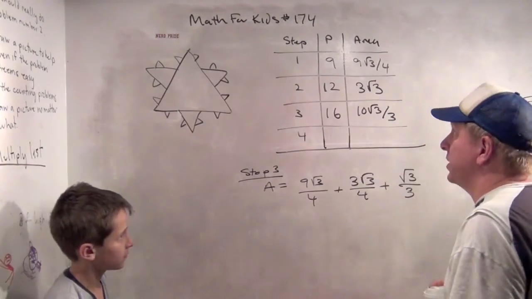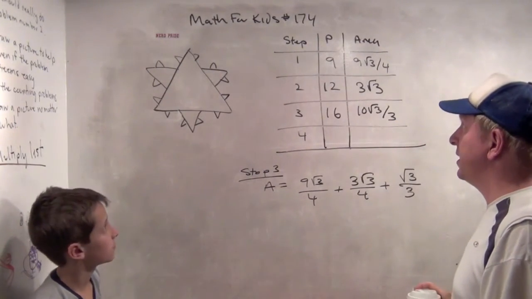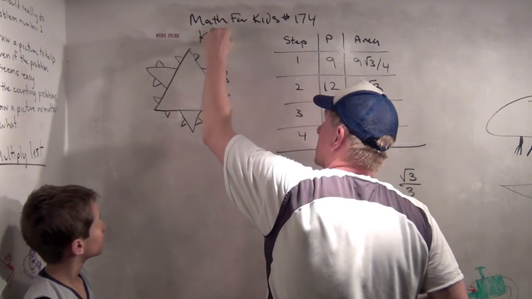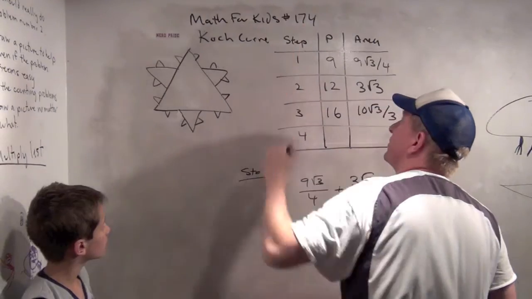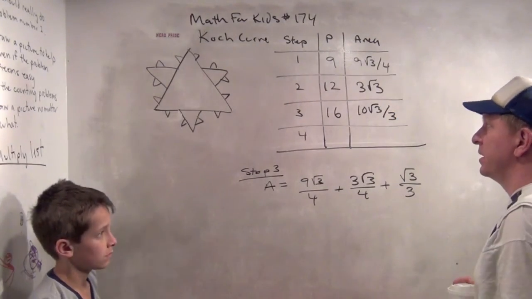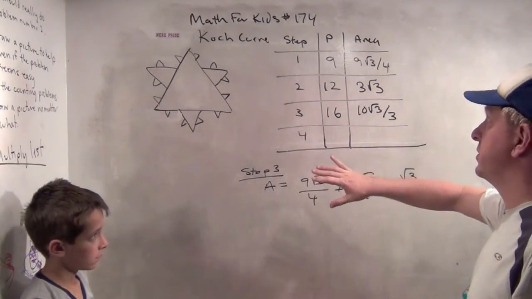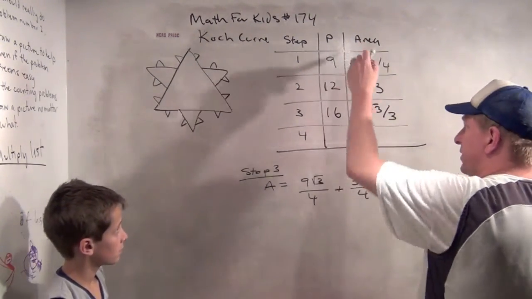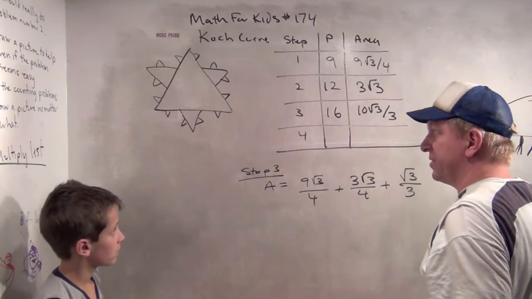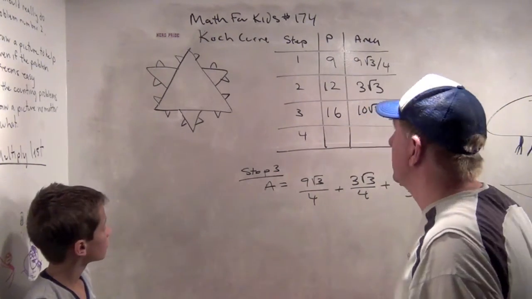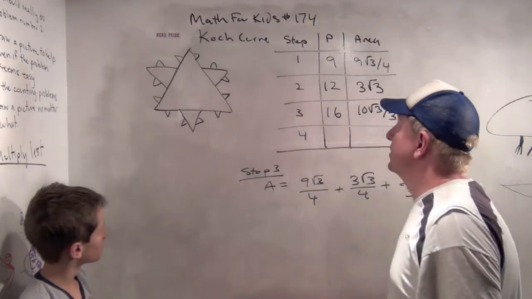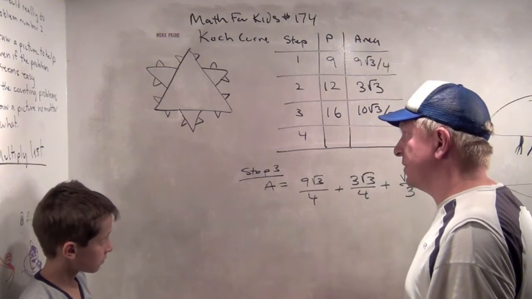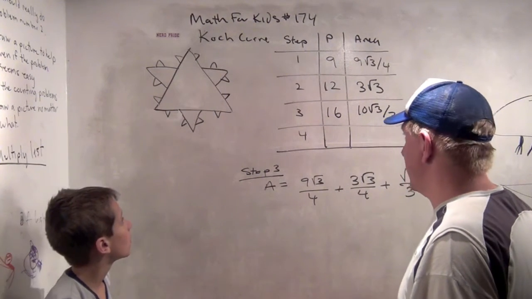Okay, so this is the third in a series on the Koch curve for kids. Math for Kids number 172 and 173. We just reviewed what was on Math for Kids 173, where we calculate the perimeter and the area of the first three steps. So that's the picture we got here. Before watching this video, you might want to watch Math for Kids 173 just to get up to speed, because we're about to do the third step.